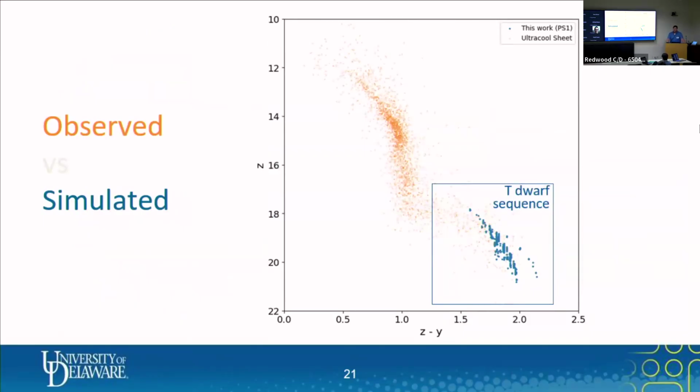Unfortunately, we couldn't do that with LSST yet. So we did it with the closest thing we could, which was Pan-STARRS. So in orange are observed Pan-STARRS colors from the ultracool sheet, and in blue are our simulated colors. And we can see that in the T-dwarf sequence, they agree very nicely on the Z-ZY color magnitude diagram.